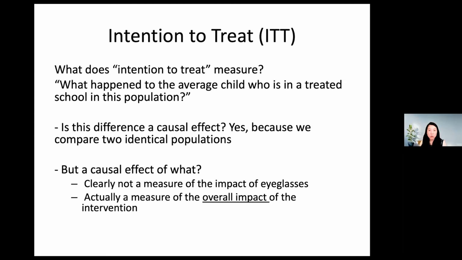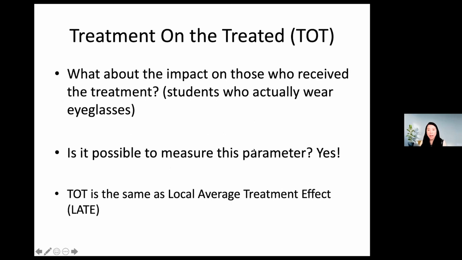Because when you run this experiment, or you carry out this policy, say give all students glasses, some students may choose not to wear them. So from a policy-relevant point of view, ITT is actually measuring the actual overall impact of the intervention. And then again, with imperfect compliance, we also want to know the impact on the students who actually received the treatment, the students who actually wear eyeglasses.